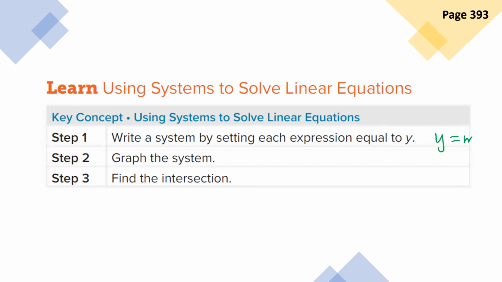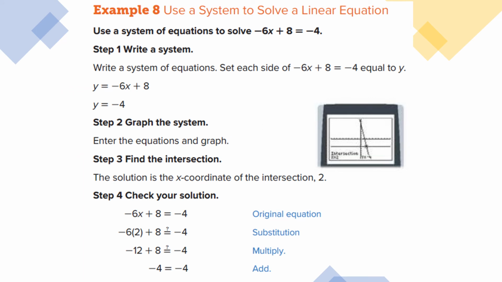So y equal to mx plus b, you are going to convert it in this way. Then you graph the system using your knowledge of slope and y-intercept, and then find the intersection or the common solution. So let's take an example. You are given a system of equations to solve, equal to this.